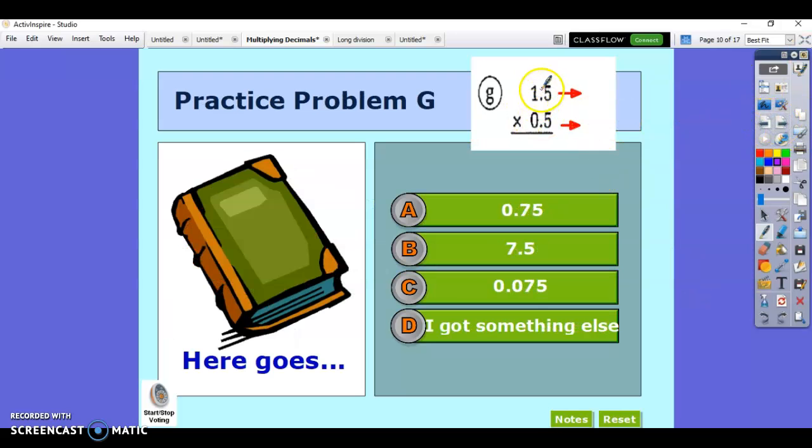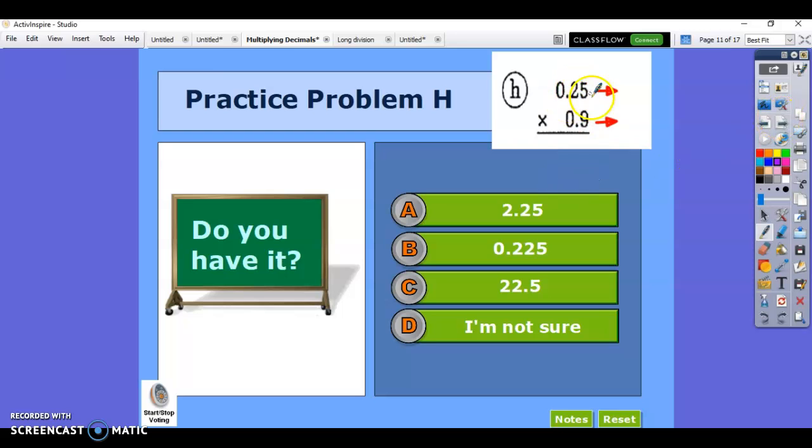Let's try this one. Here's your G. 5 times 5. You should have gotten 75/100. And H, you should have gotten B. So check and make sure that your answers are correct on those.